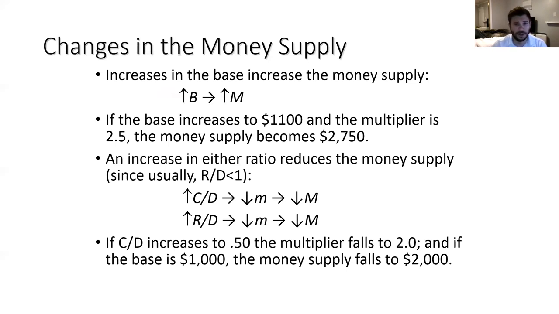So this video, again, was intended to introduce the concept of the money multiplier and to see that the money supply is really determined by three things working together. There's the Fed setting the base, there's consumers deciding how much currency to deposit, they choose C over D, and the banks themselves determine R over D. So the Fed actually has very limited control over the money supply in that it can use the base to try to offset changes in the multiplier, but it does not control the multiplier directly.